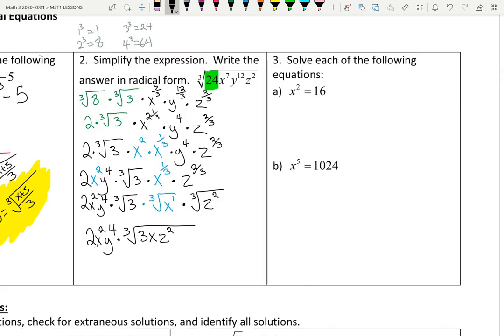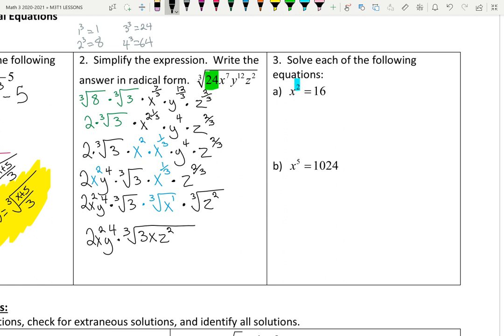All right, number 3. x squared equals 16. How do I solve this equation? I get x by itself. What values can it be? What number squared equals 16? It is degree 2, so I should have 2 solutions.